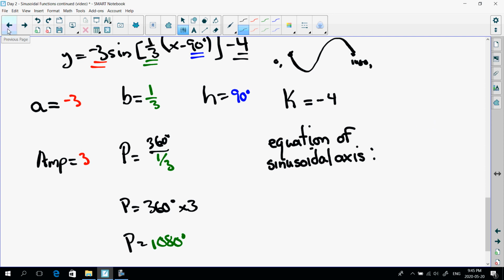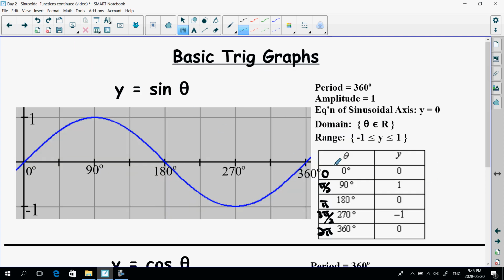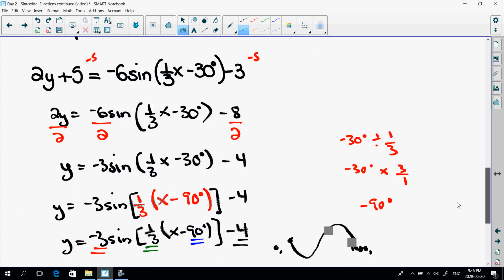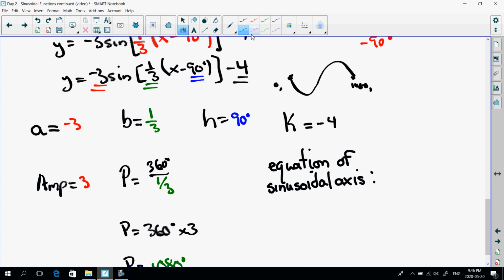And remember, just to kind of get an idea for where we're going with this, this is a sine curve, okay? So if I wanted to draw this curve, I would have to transform these points right here. 0, 0, 90, 1, 180, 0, 270, -1, 360, 0. And I would transform them by making a mapping rule. And that's what we're going to do in the next video.